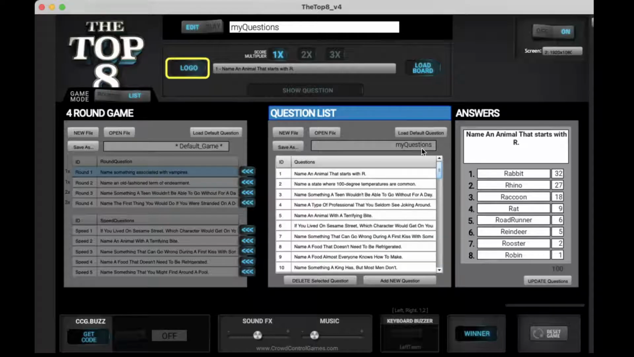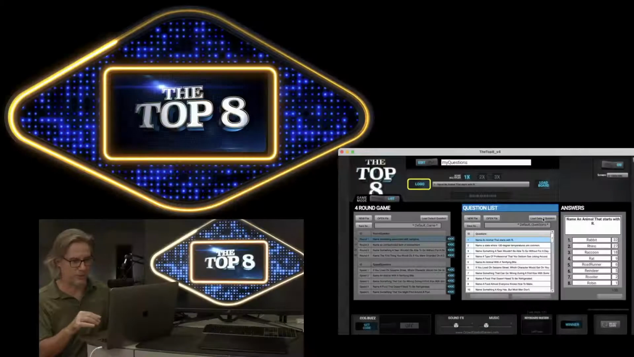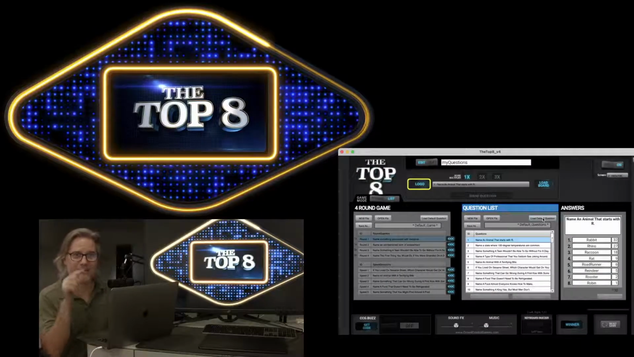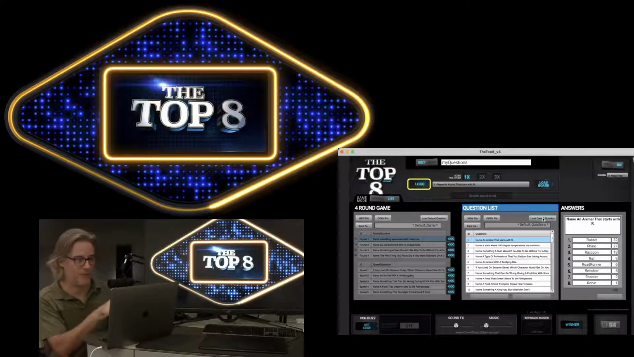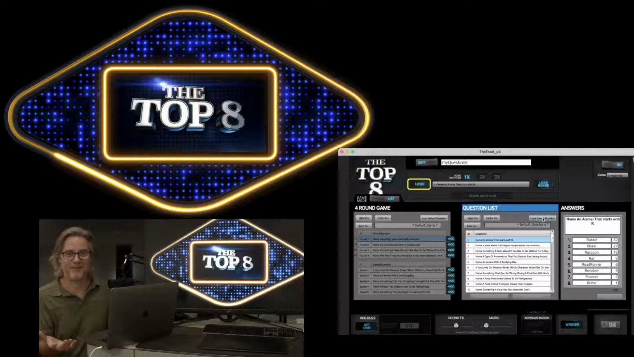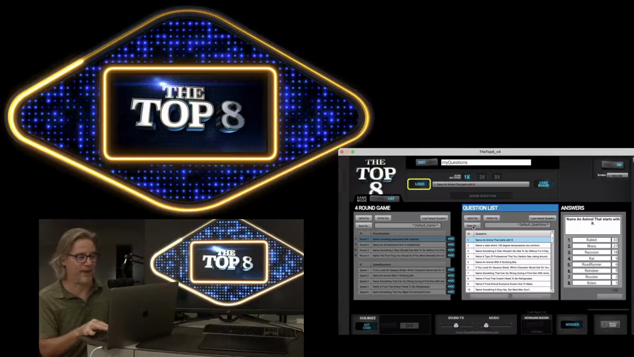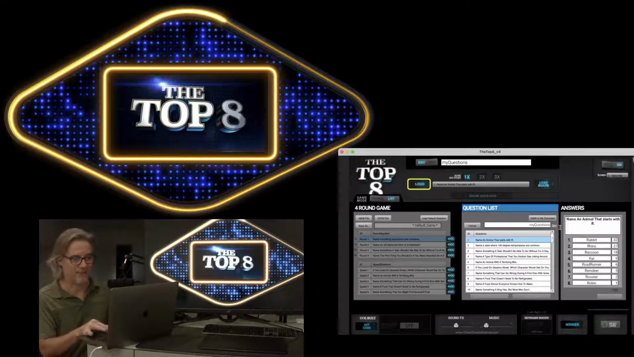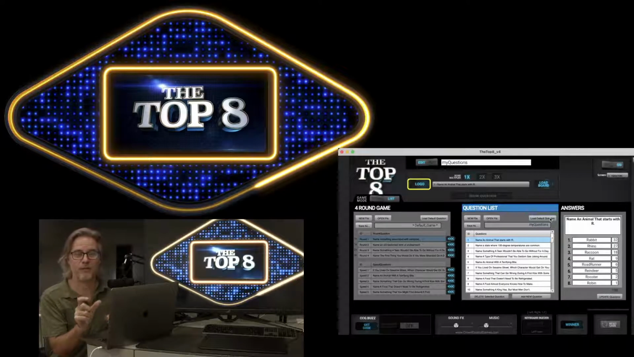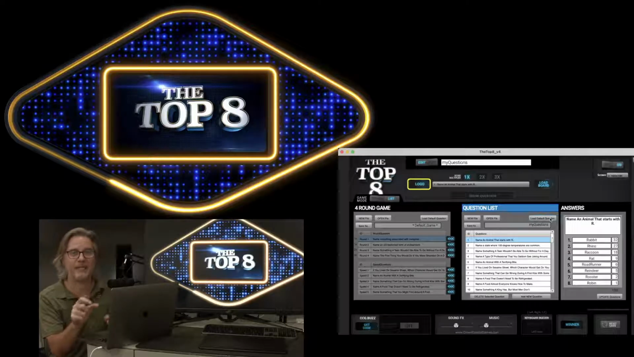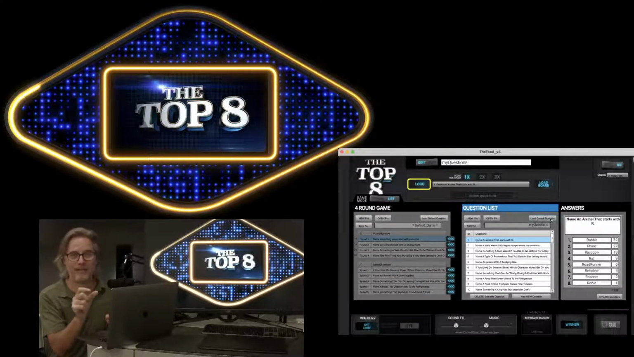If you go into edit these, you can see this says my questions. I can edit them, but I'm going to hit load default questions. Someone right now is watching this video because they're trying to edit it and it's not working. What's happened is, if you've got default questions loaded, you can't edit them because they're the default questions. All you've got to do is click save as. It will save as my questions in your documents folder. It's going to create a folder called Crowd Control Games, and inside Crowd Control Games, you'll see a folder called Top 8.